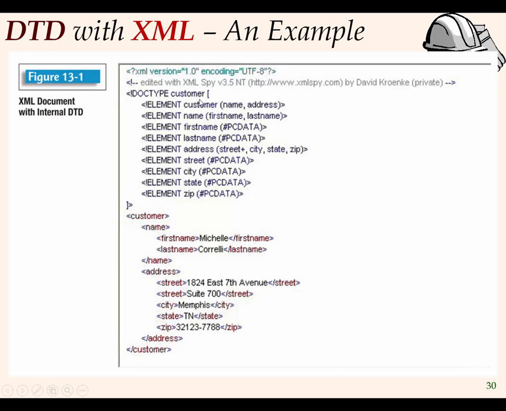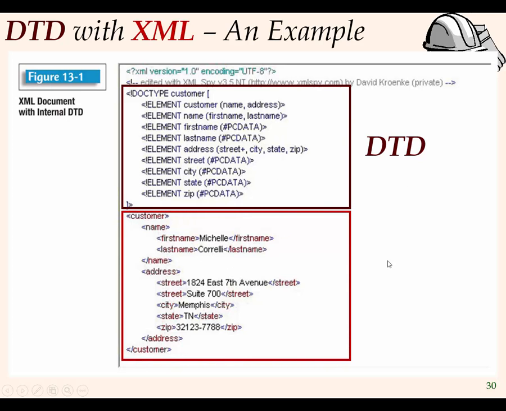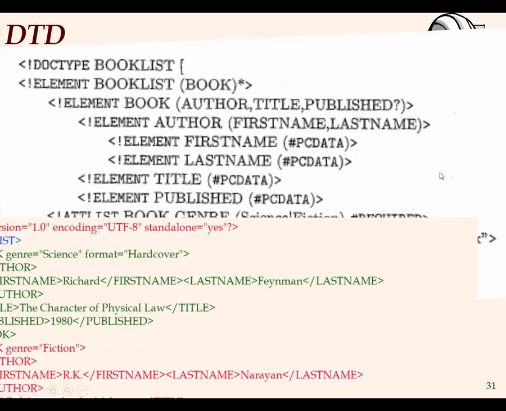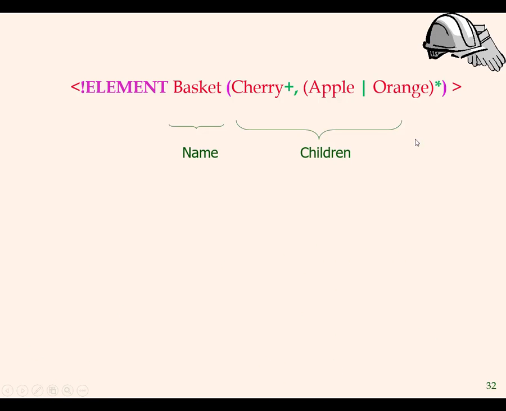So this says the element customer has name and address. This is an example of XML that corresponds to that type. This is the DTD for the book list example, the XML. And again, book list says it is 0 or more books. The book has author, title, and published. So here is book, author, title, and published. And author has first name and last name. And you can see some attributes that are specified. So you can have a preprocessor that looks at an XML document to see if it satisfies this type.